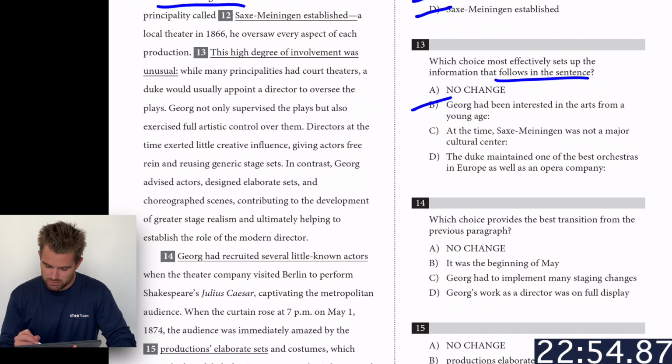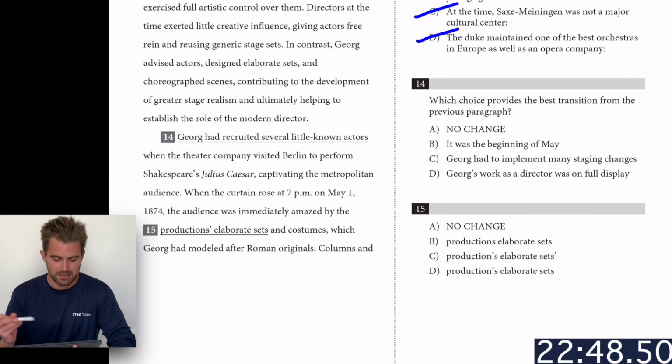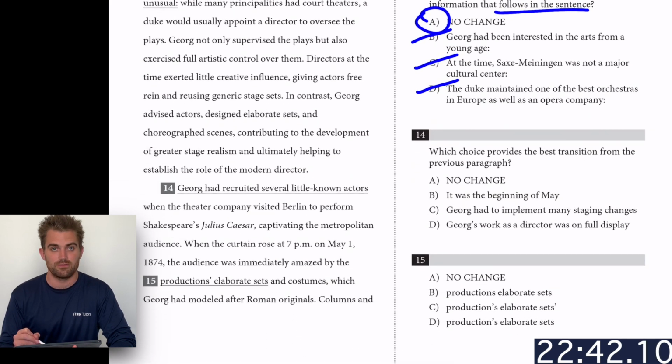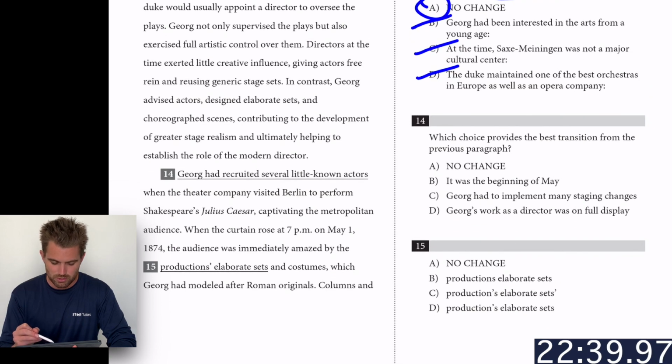"At the time, was not a major cultural center." No. "The duke maintained one of the best orchestras." No. It's got to be A, because they're saying that usually his involvement, that over-the-top involvement, wasn't characteristic of the time. So that's why the answer choice has to be this: the high degree of involvement was unusual. He was unusual.